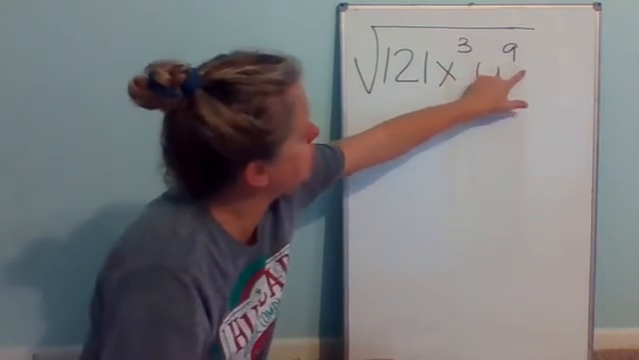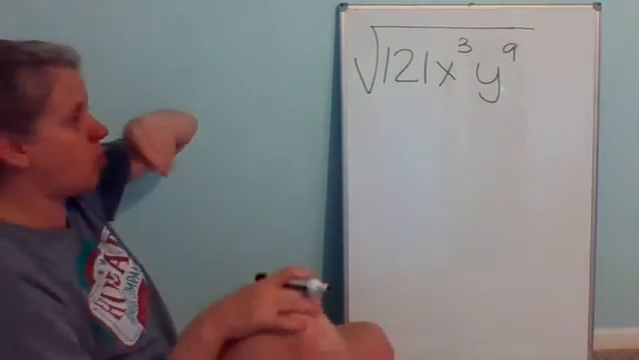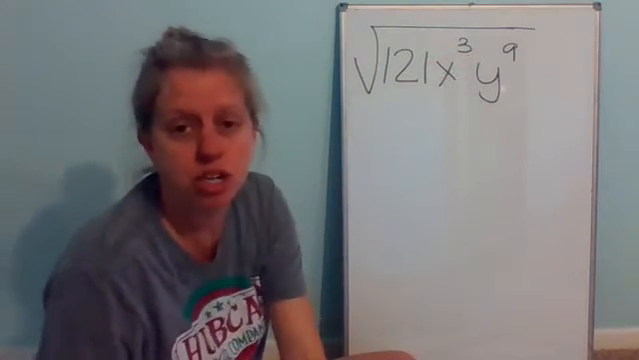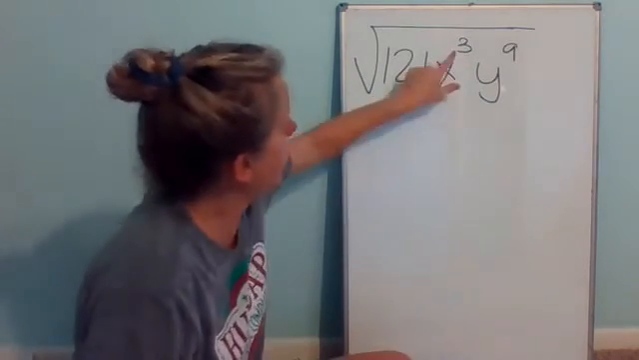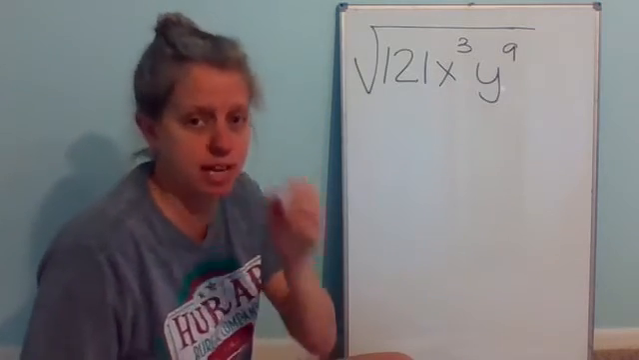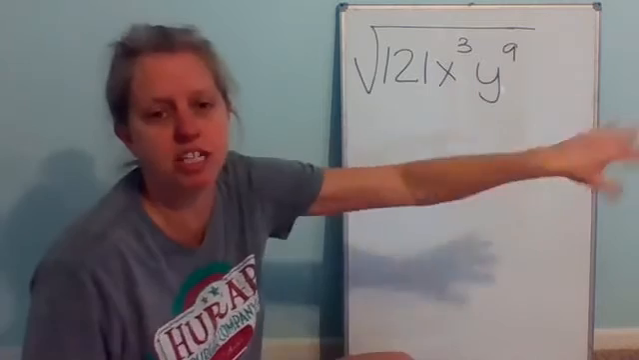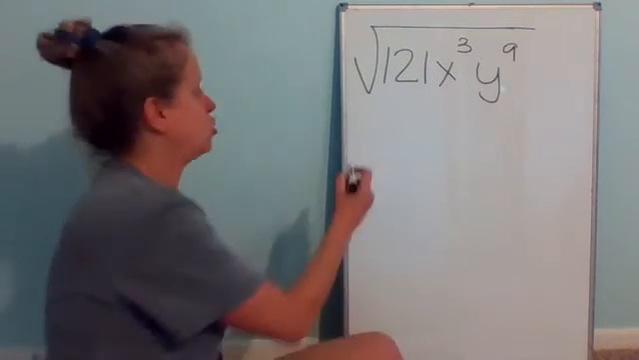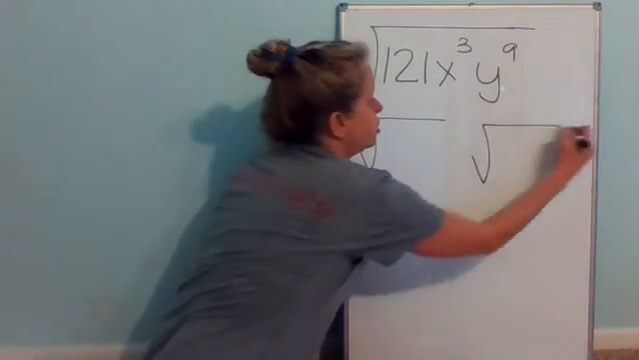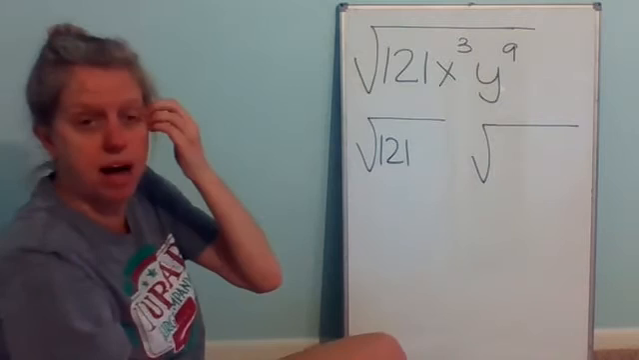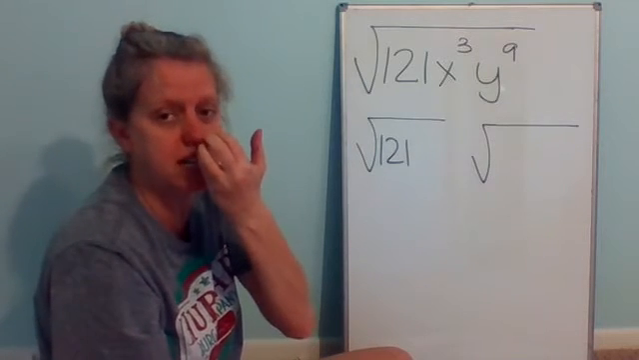But when I get to these exponents, remember the shortcut is you want to be able to divide your exponent by 2. Well, I can't divide those exponents evenly by 2. That is what tells me I'm going to need a trash radical that I can put anything that's non-perfect square in. It's just that I can put all of 121 in my perfect square radical because it is a perfect square.